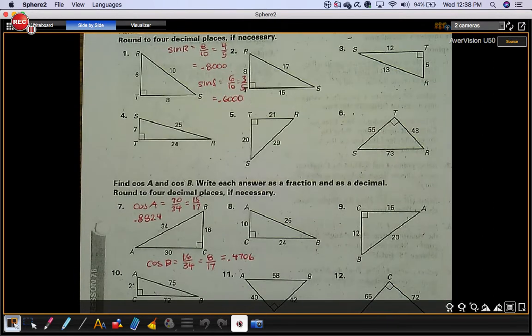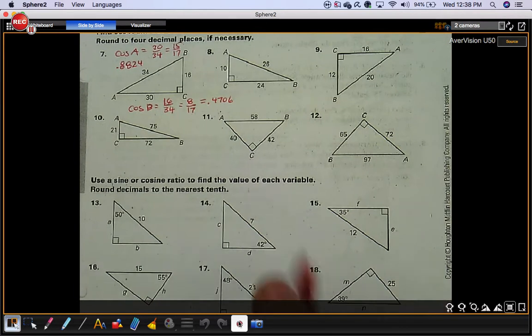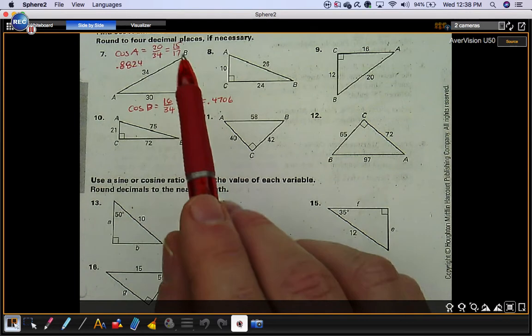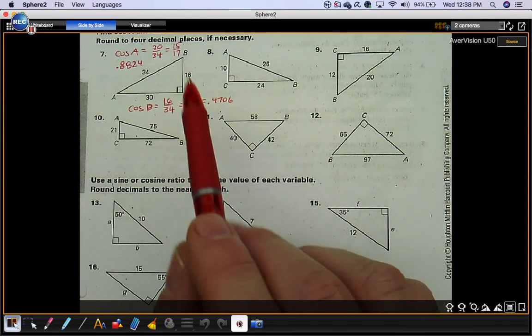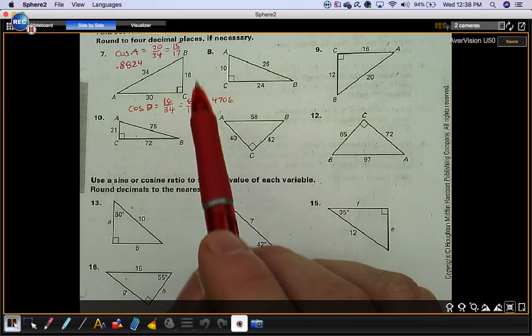That's how you set up sine and cosine ratios. So similarities again with cosine, obviously your hypotenuse is always going to be in the denominator. It's always going to be the same number. The numerator is a different length for your legs.